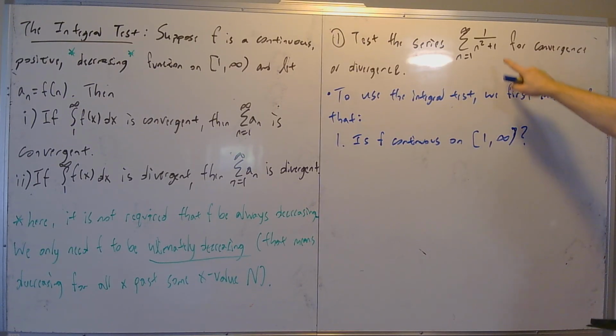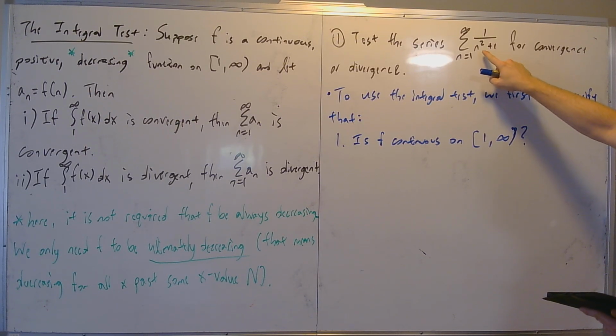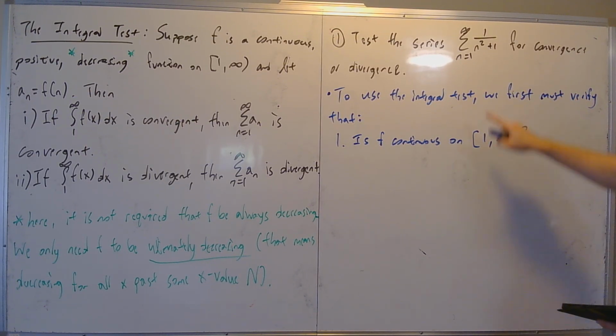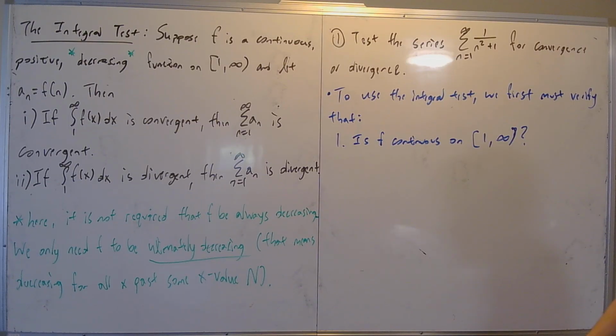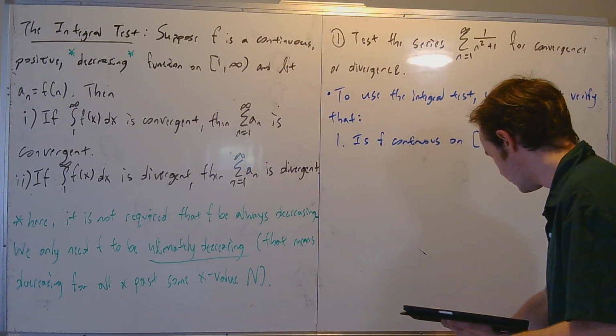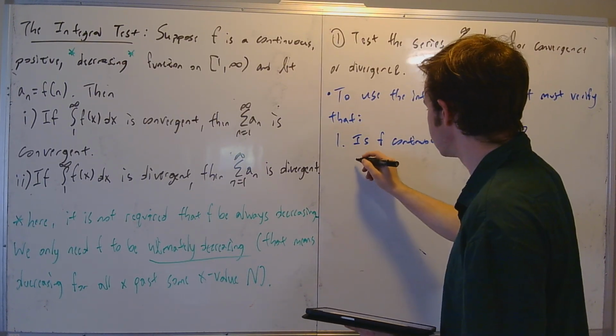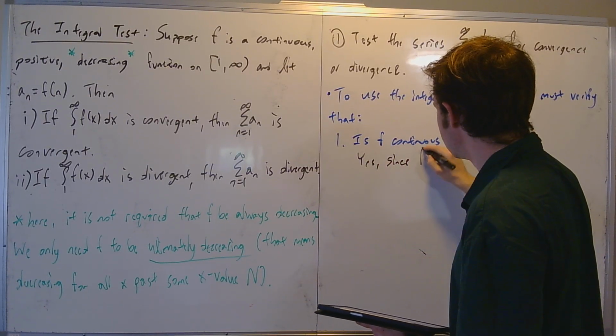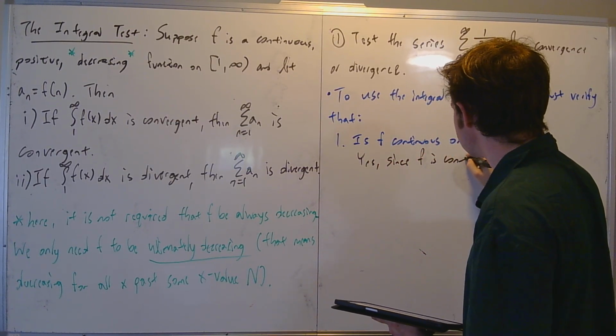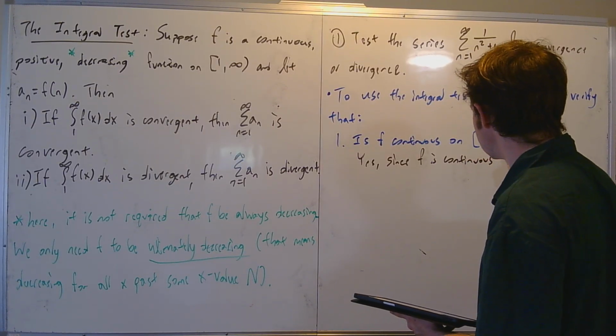Right? So this is a rational function. Rational functions are discontinuous exactly when the denominator is 0. But here, this denominator is never 0 since this n squared term is always positive. So we can say here that yes, since f is continuous everywhere.